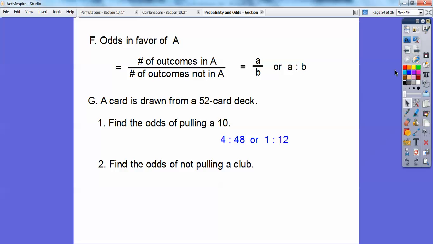Okay, find the odds of not pulling a club. Okay, so there's 13 clubs in there, so that means there's 39 of them that are not clubs. So this would be 39. This would be 13, so 39 to 13, you guys. That would be 3 to 1. All right, I told you this one was easy.